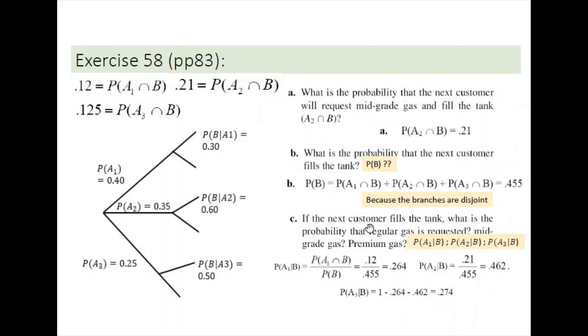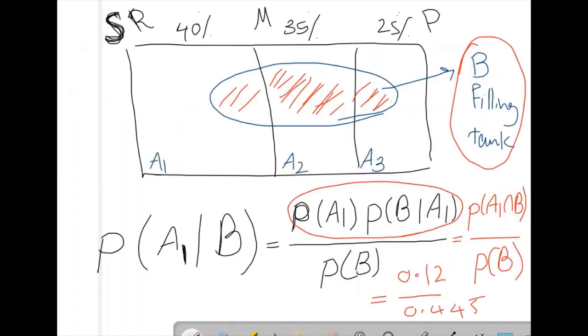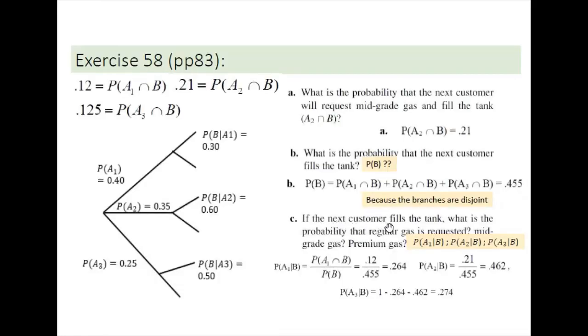Again, if the next customer fills the tank, what is the probability that mid-grade gas is requested, and at the end premium gas is requested? So the probability of mid-grade gas if B has occurred, because the next customer fills the tanks.